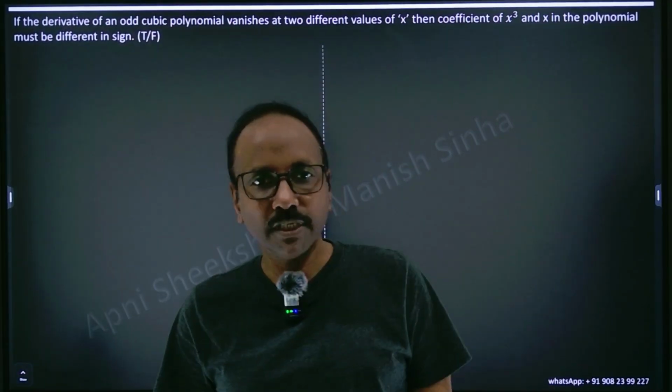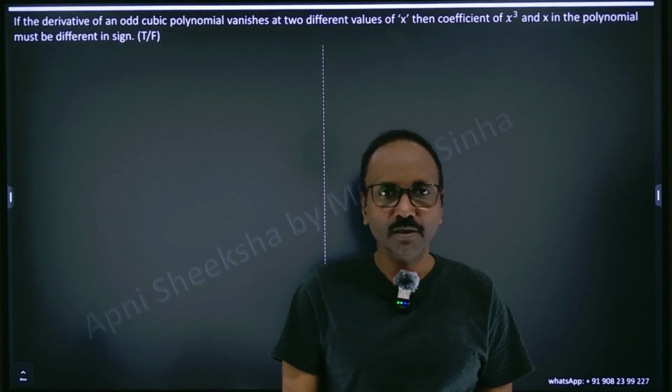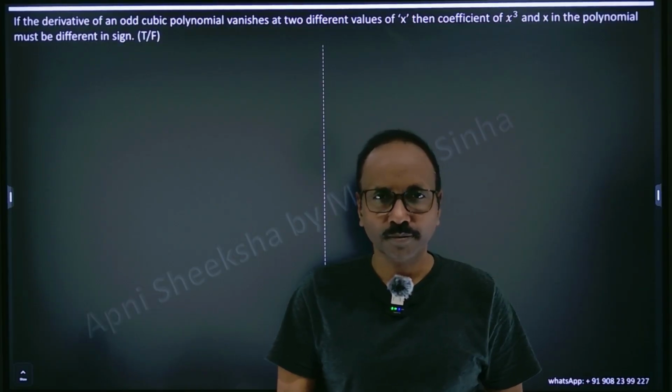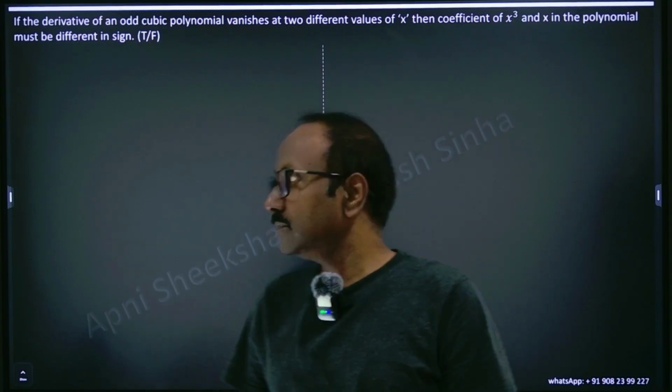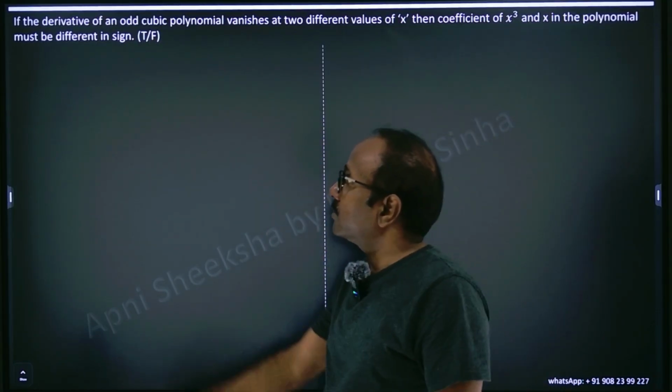So can you take up the challenge and solve this question? This is a good conceptual question. So you can give it a try. I'll read out the question for you.